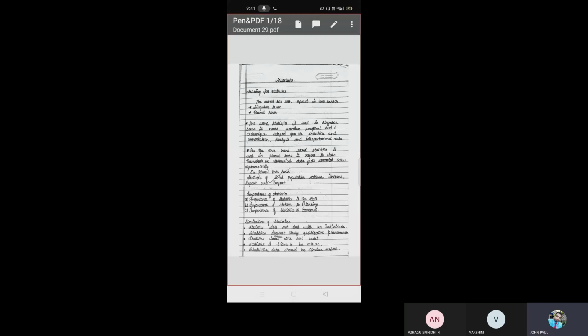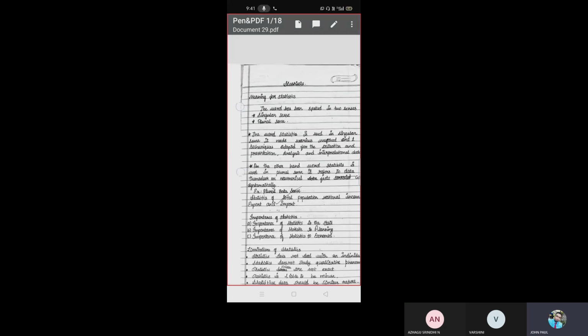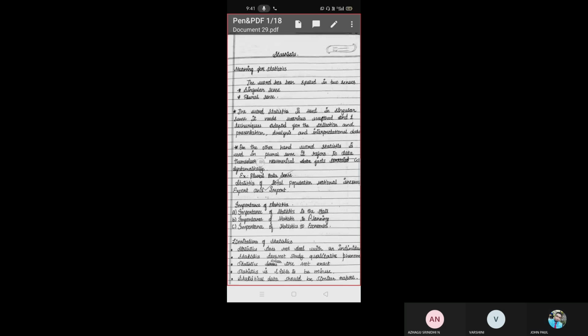So statistics has two meanings, singular and plural. The word stat is used in the singular sense. It is a Greek word.